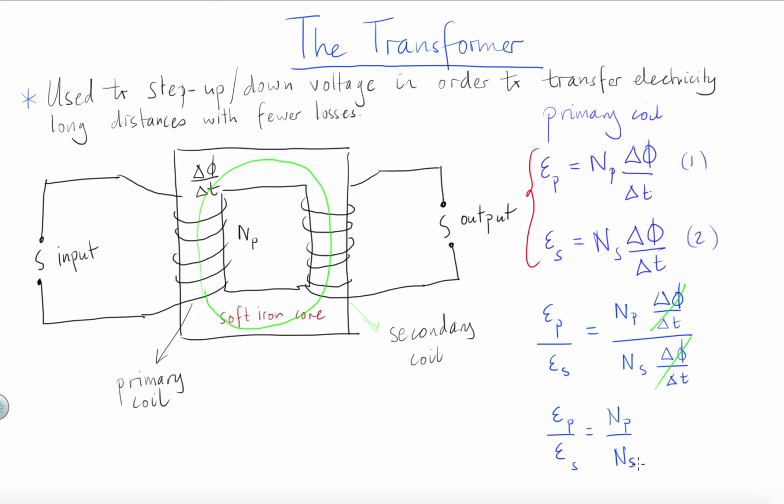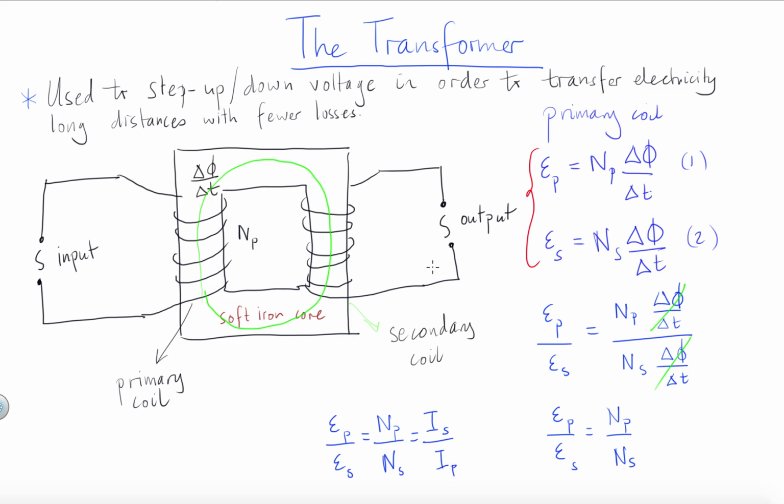secondary coil. And by a little bit of rearranging, you can also convince yourself that the ratio of the EMF in the primary to the secondary coil is the same as the ratio of the number of coils in the primary to the secondary, but it's inversely proportional to the ratio of the current in the secondary to the primary coil.